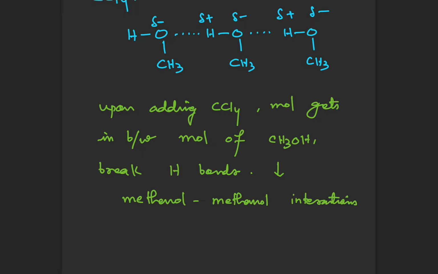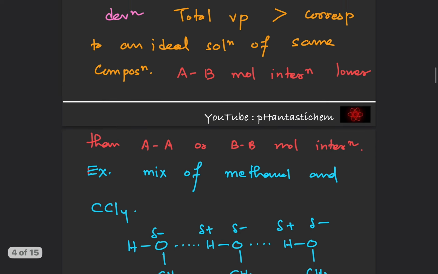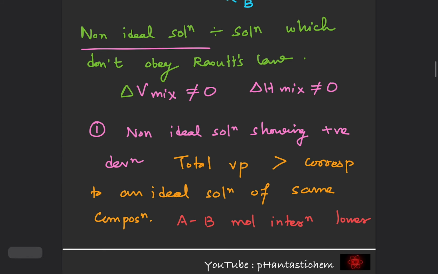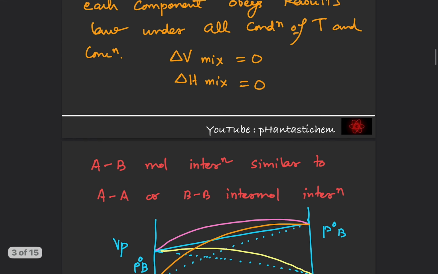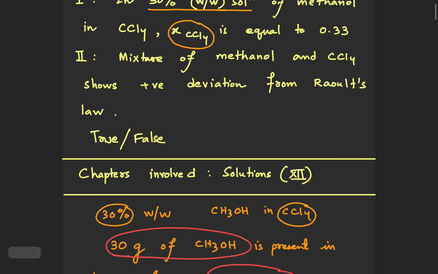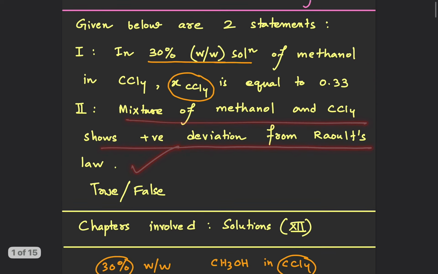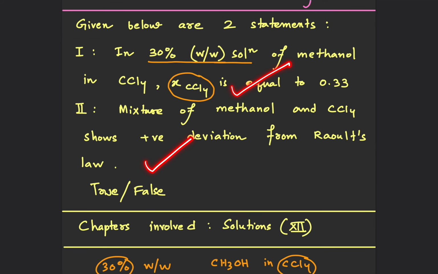So therefore, what will happen? Leading to a very high vapor pressure, contrary to what is expected, and hence they show positive deviation. They come and sit exactly in between these hydrogen bonds, so it breaks down. So therefore, the total vapor pressure will increase and the solution will show positive deviation. So therefore, statement 2, that is a mixture of methanol and CCl4 shows positive deviation, is true, and it is correct. So both these statements are correct. Statement 1 is also correct. Statement 2 is also correct. Okay, thank you.